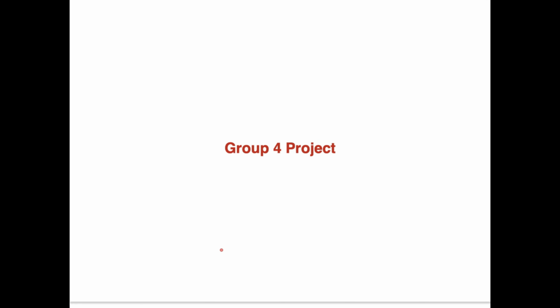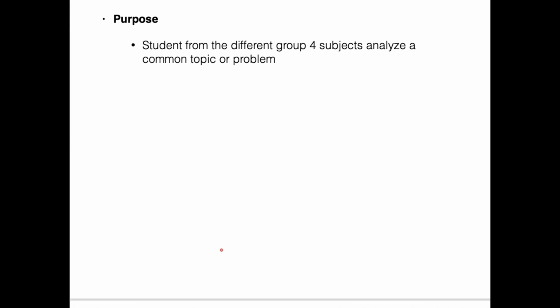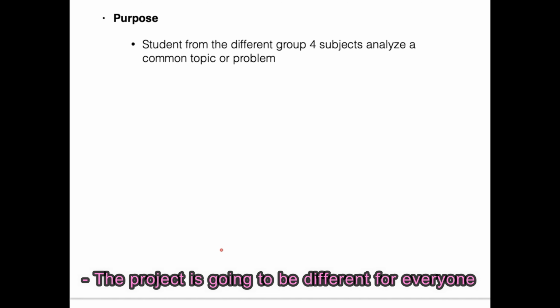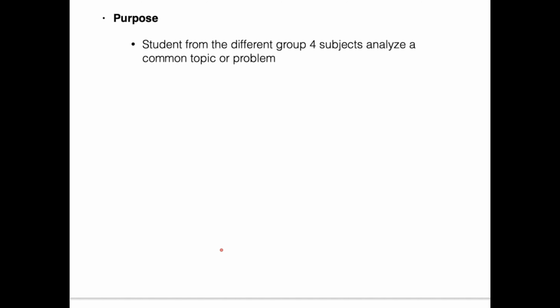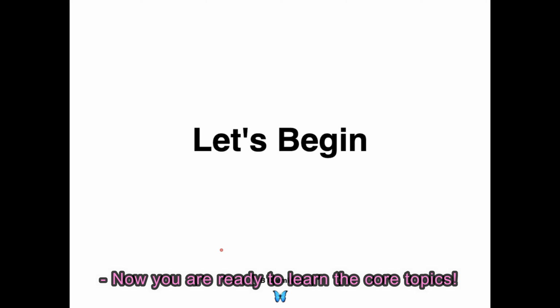Okay, now I'm going to talk about the Group 4 project. This is an activity which all IB students participate in. The purpose of this project is for students from different Group 4 subjects to come together and analyze a common topic or problem. This is going to be done differently according to your different schools, so I'll stop here. And now let's begin with our IB chemistry course.